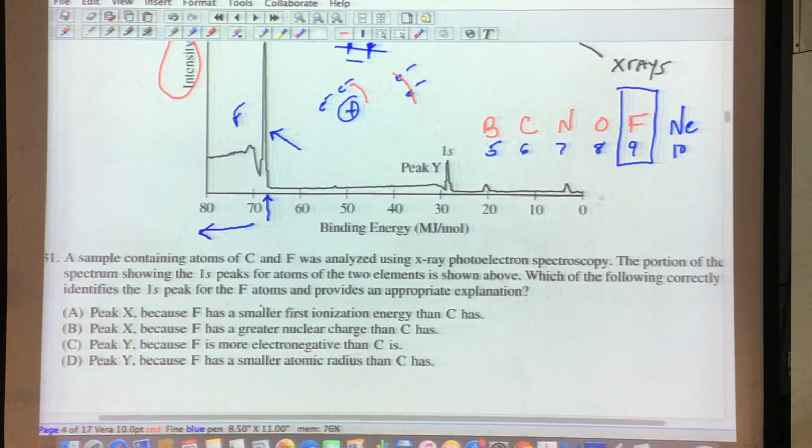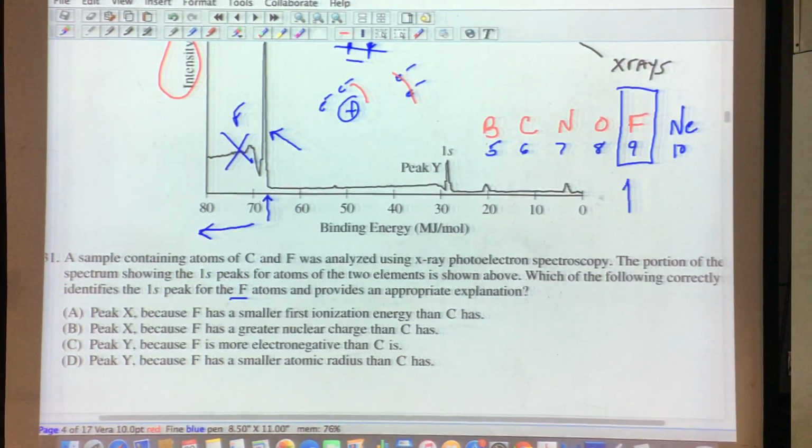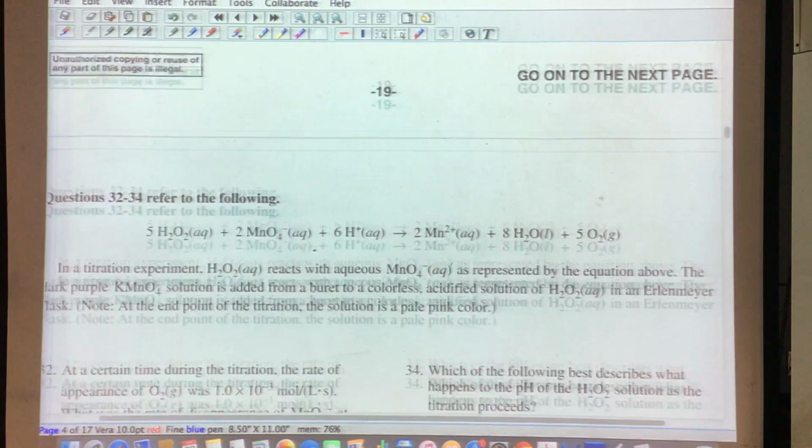So which identifies the peak for the F? We would say peak X. This is peak X right here, because F has a greater nuclear charge than carbon, and therefore the electrons are held tighter to the nucleus. And that's the reason why fluorine has a higher, by the way, ionization energy. So that's why the answer to 31 is B. Greater nuclear charge, or effective nuclear charge, however you want to talk about it.